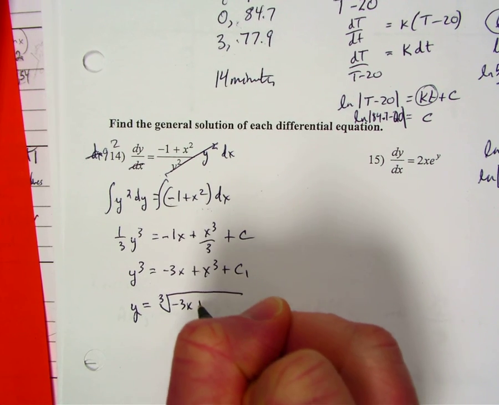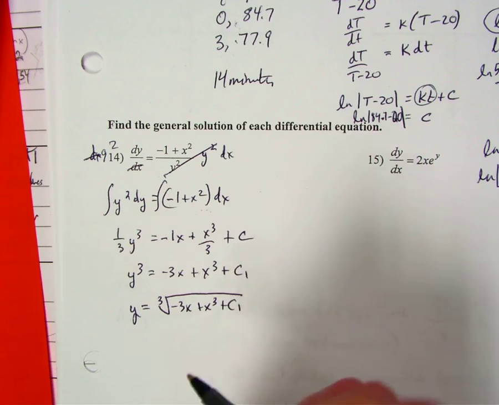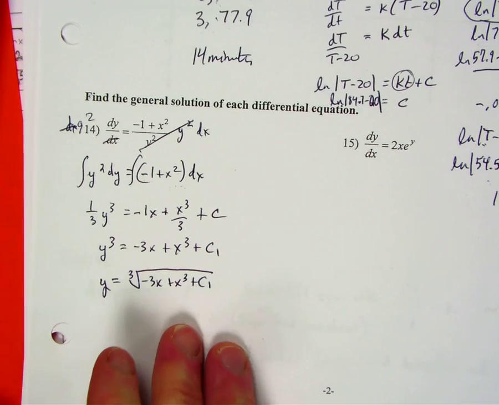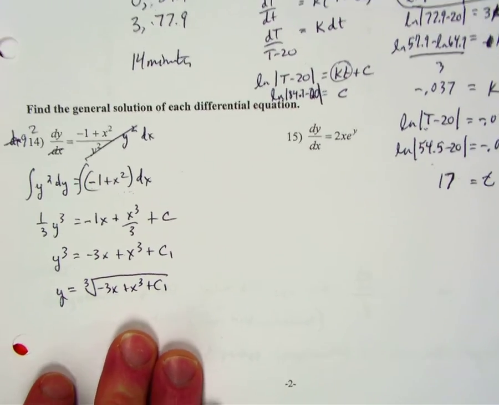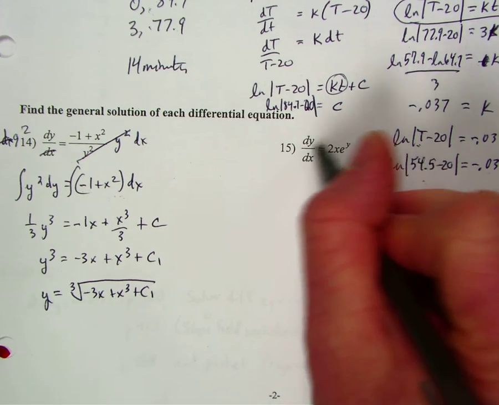And there's no way to solve this unless we give us more information. That's why it's a general solution. We need an x and a y to find a specific, particular solution.